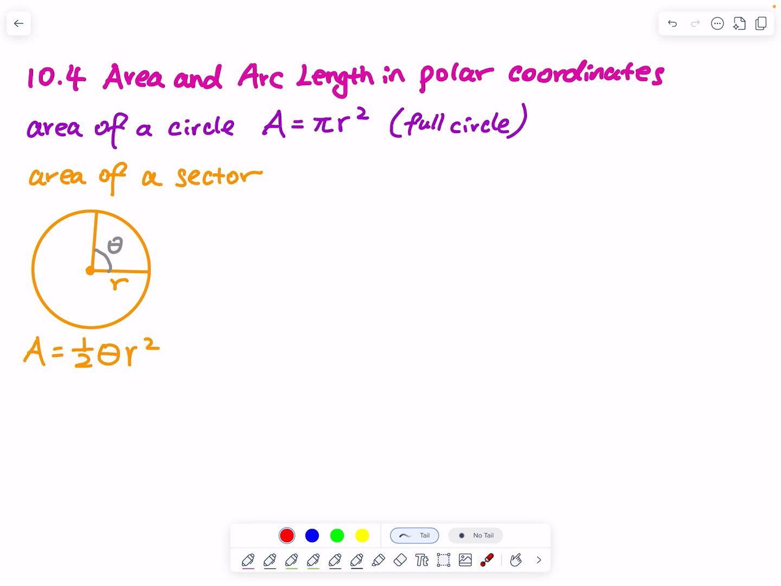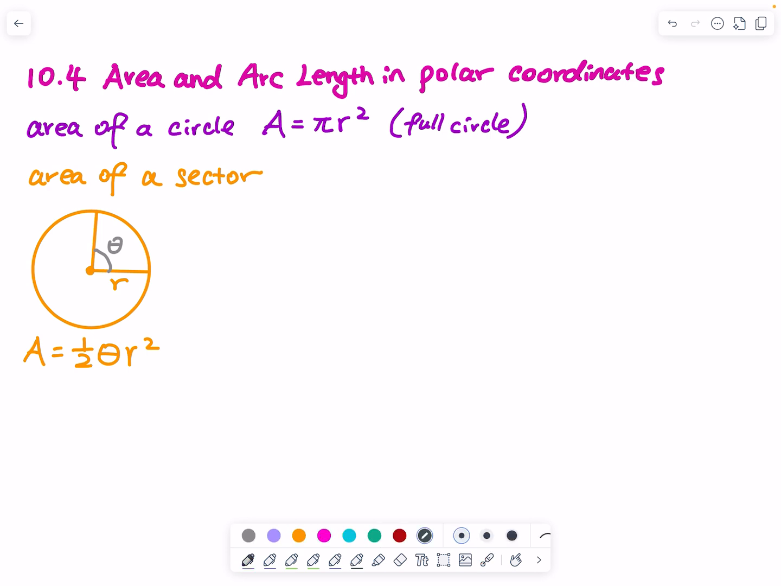Starting with the basic area of a circle, that is A equals pi r squared. No question about that. Everybody knows this formula. That is the area of a full circle. And then what about the area of a sector? What if I only want a piece of the entire circle? The area formula is 1/2 times theta times r squared. How do they get that?